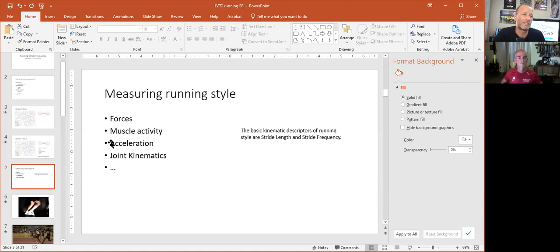Now, in all these different studies that I've done, the basic kinematic descriptors, or what the movement looks like, are stride length and stride frequency. These are two key parameters, and they're pretty easy to measure, but there are also some details in measuring these that we need to know. And what's interesting is if we have people change stride length or stride frequency, then we see some interesting changes in physiology and mechanics as well.